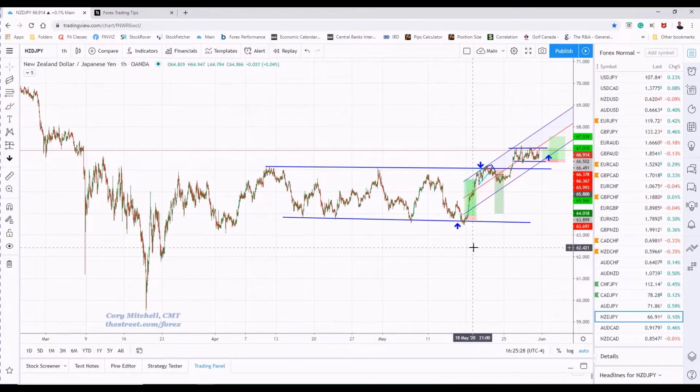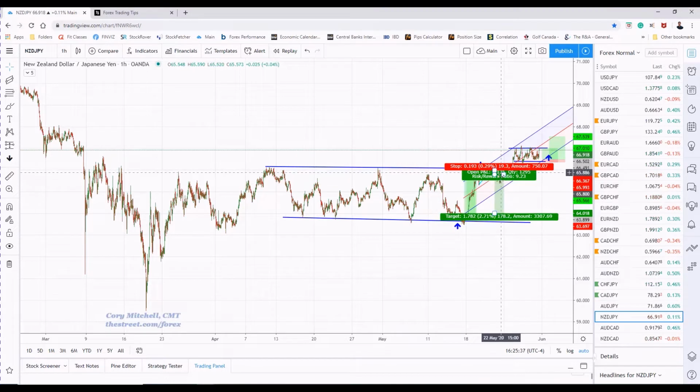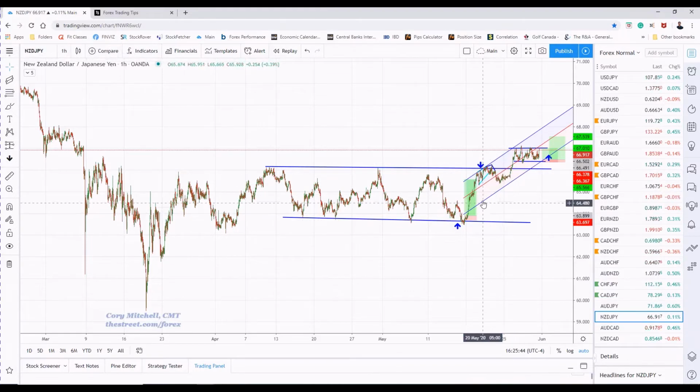So there's a long trade potential here. This occurred right after news. So this was a hard one to catch. You would have had to have your order out in advance. This one a little easier. This one started to go, and then we had a breakout. So here's where the breakout comes in.